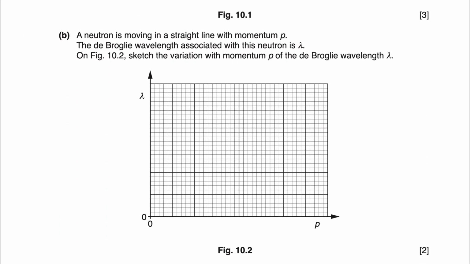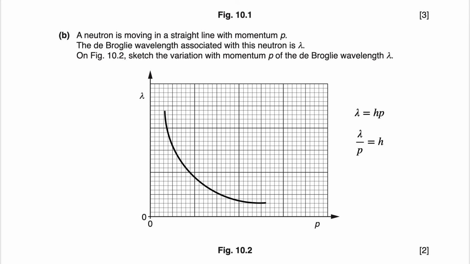A neutron is moving in a straight line with momentum p. The de Broglie wavelength associated with this neutron is lambda. Sketch the variation with momentum p of the de Broglie wavelength lambda. We can use the same equation, lambda equal to h by p, a different version. From here, h is lambda times p. Now h is constant here, so lambda is inversely proportional to p. How will you draw it? For example, y equal to 1 by x, the same equation.